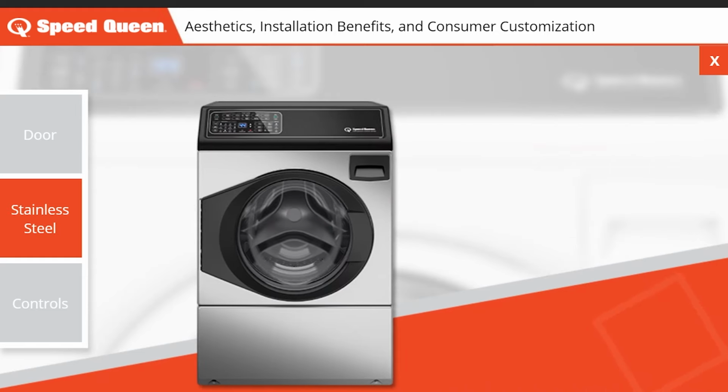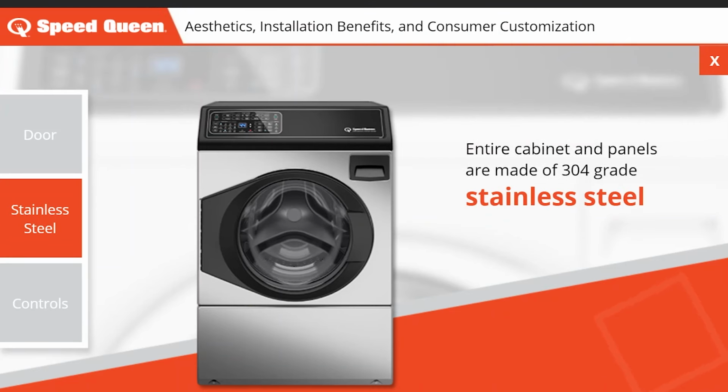Speed Queen also offers a stainless steel option in the single front-load washer only, with a complete stainless steel body. The entire cabinet and panels are made of high-quality 304 grade stainless steel.